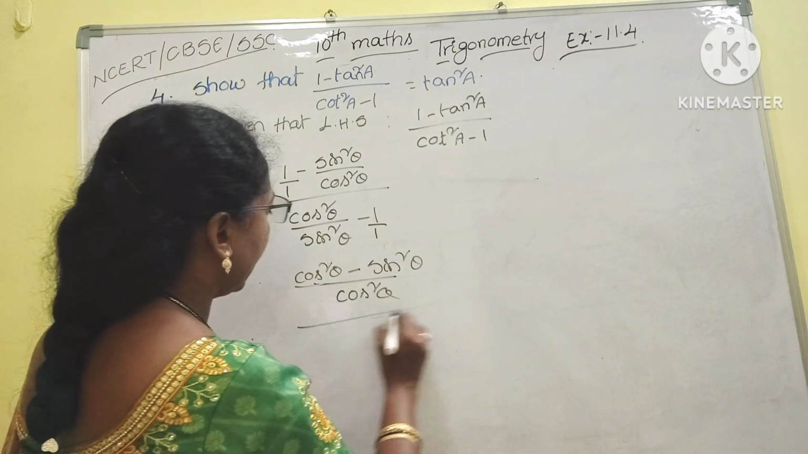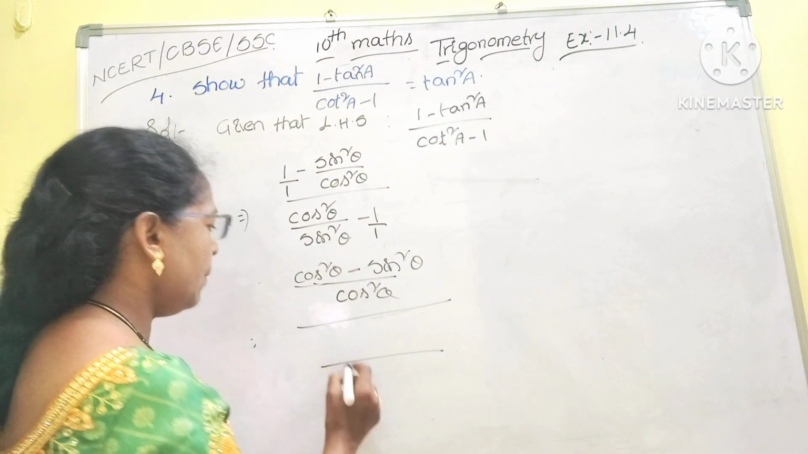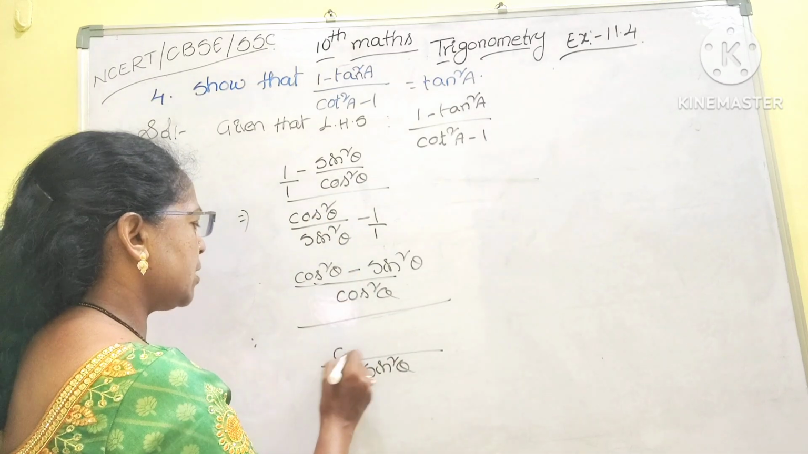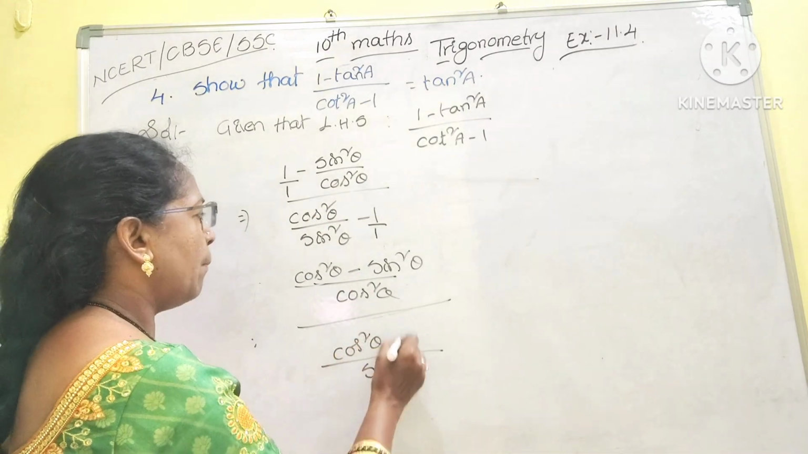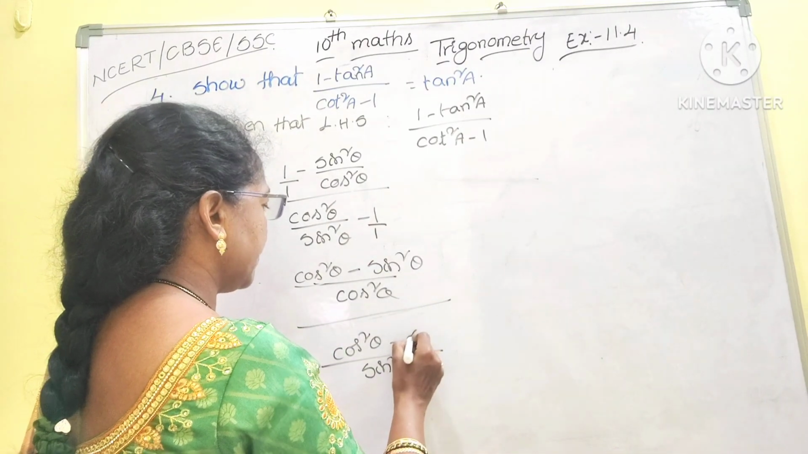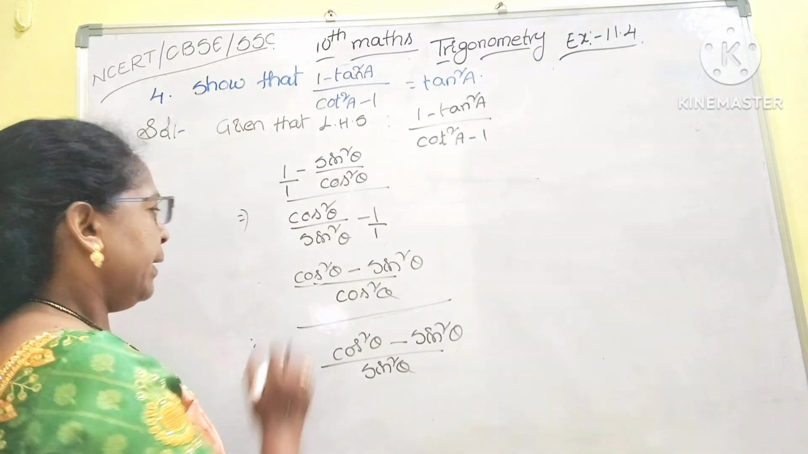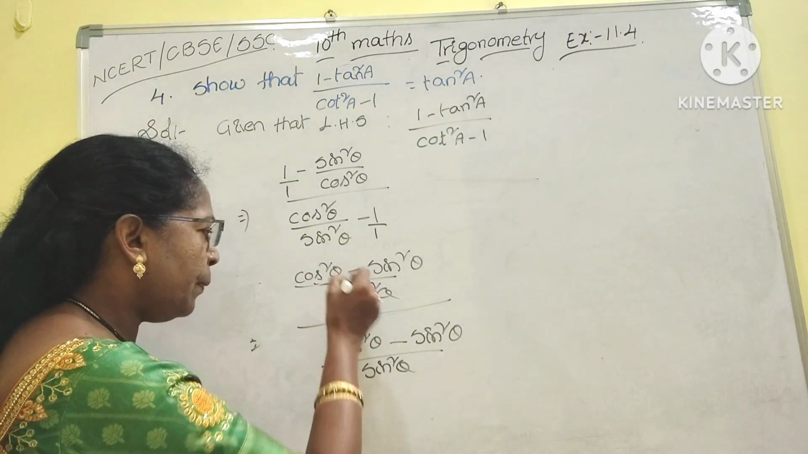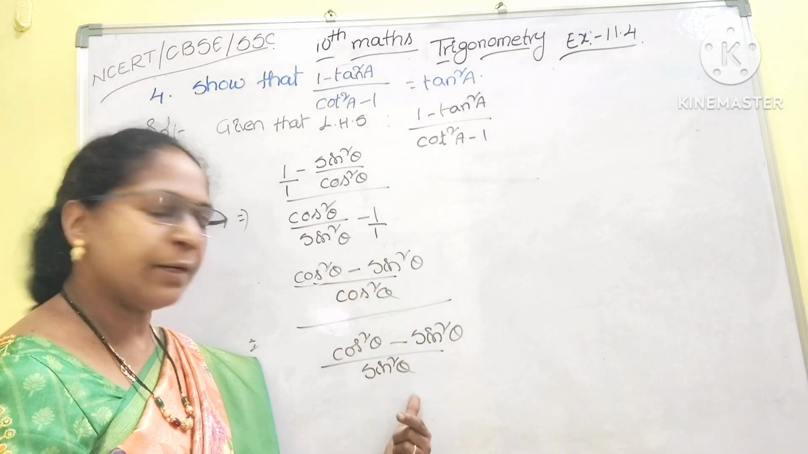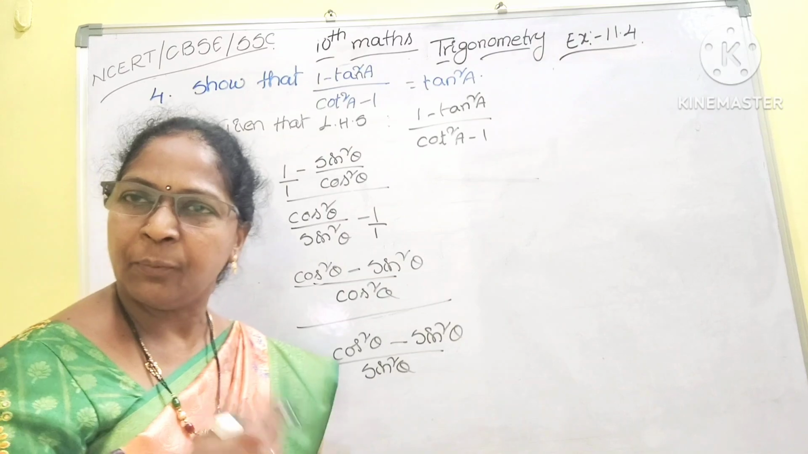Now whole by, again in the denominator you have to find the LCM. The LCM value is sin square theta. Again here cos square theta minus 1 divided by sin square theta. So 1 into sin square theta is sin square theta. Now in this one, two fractions are there, a numerator term and a denominator term. In the numerator and the denominator, the terms are both the same.